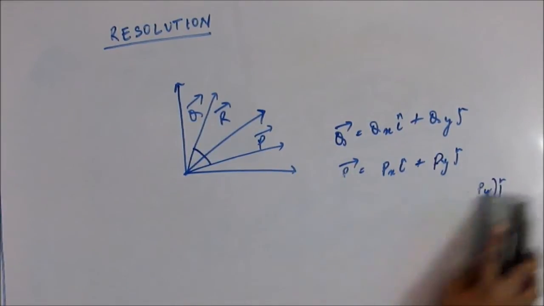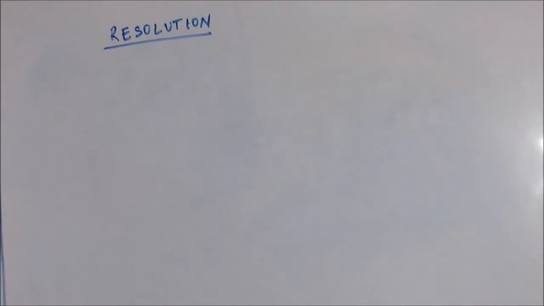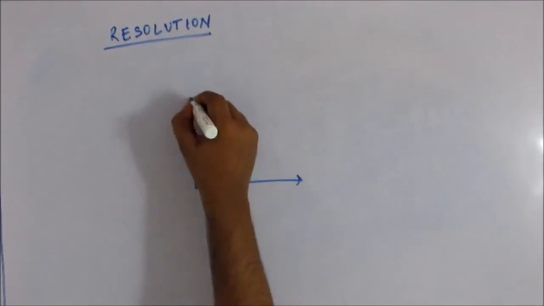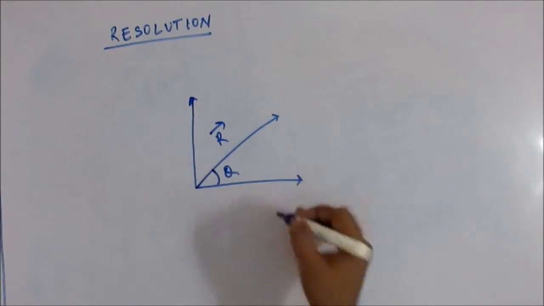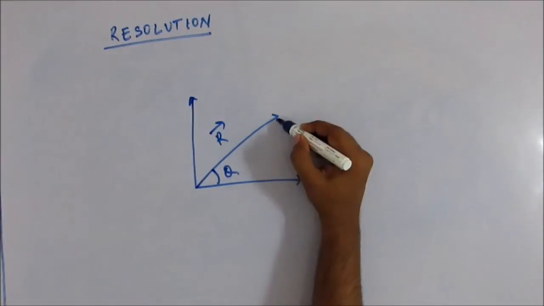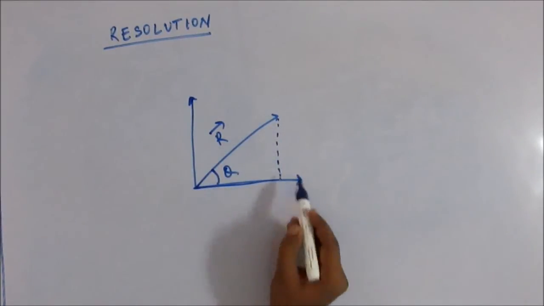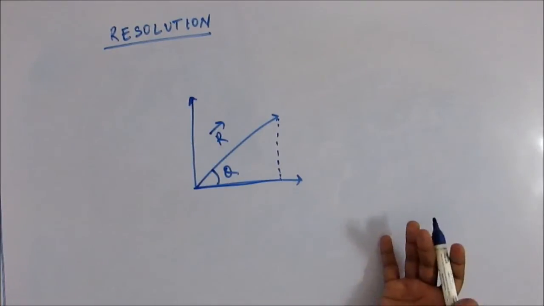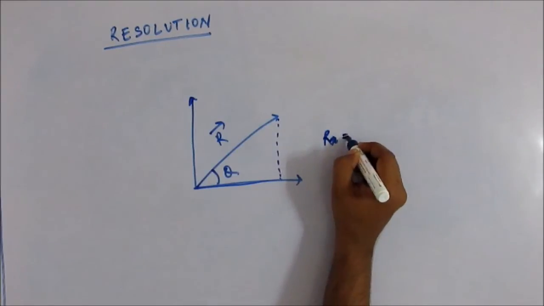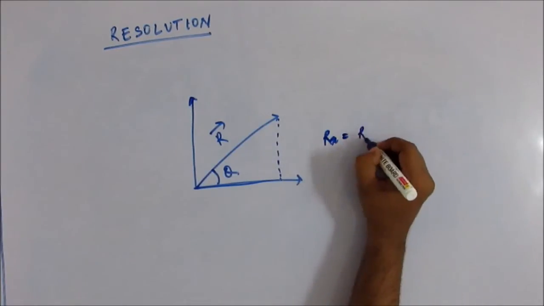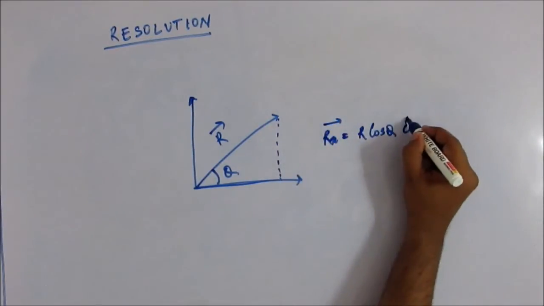Now what we learned before was how to resolve a vector. We have a vector like this, r vector, and it is making an angle theta with the x-axis. Now we saw that if we make a right angle triangle like this, then this component, the base, is r cos theta. We have seen this before, so we'll not spend much time seeing it again. So rx is the component along the x-axis. This is r cos theta, and the direction of rx vector would be along i cap.